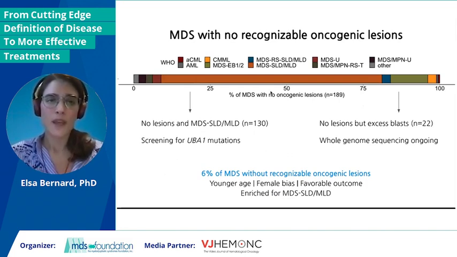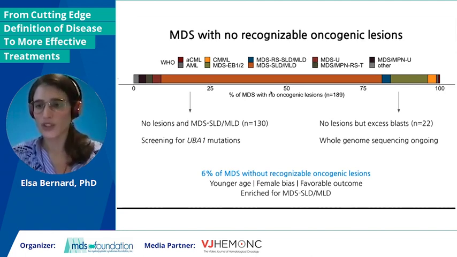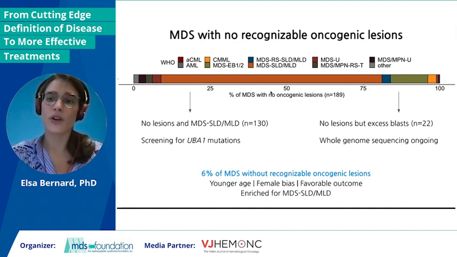We have generated whole genome sequencing data for this subset that we are currently analyzing, and we are hoping to be able to share those results with you soon. And we are also screening for candidate gene mutations in the other cases of no mutations in MDS-SLD, MLD. In particular, we are screening for mutations in UBA1.